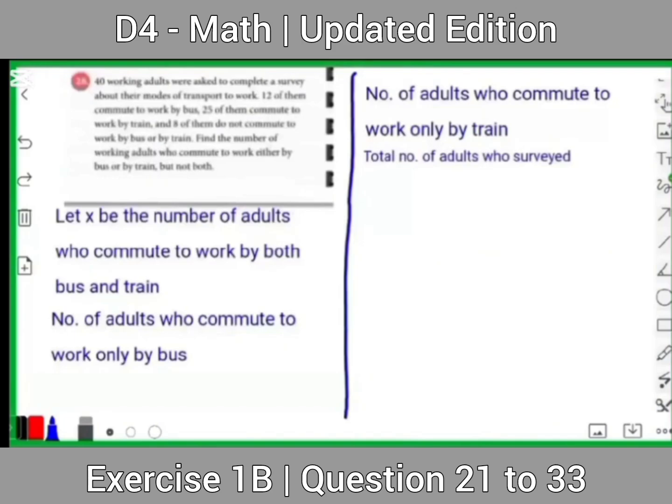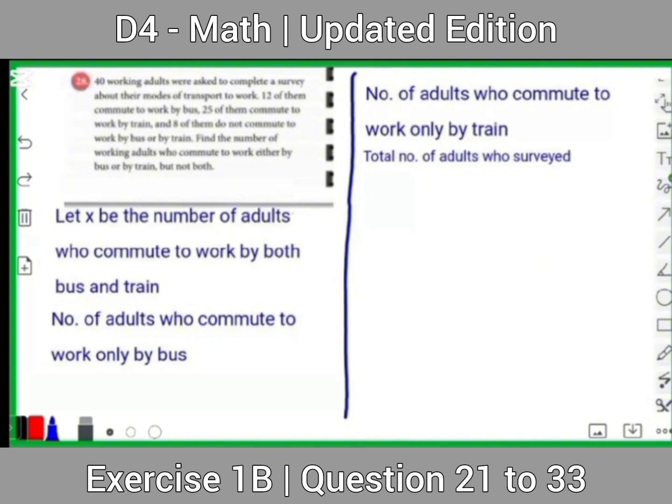Now the statement of question 28 is, 40 working adults were asked to complete a survey about their modes of transport to work. 12 of them commute to work by bus, 25 of them commute to work by train, and 8 of them do not commute to work by bus or by train. Find the number of working adults who commute to work either by bus or by train, but not both.